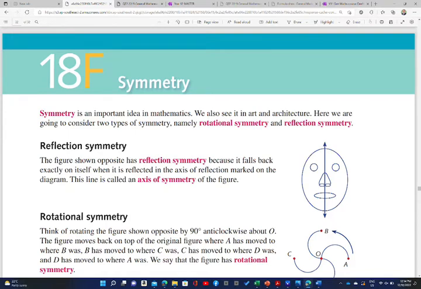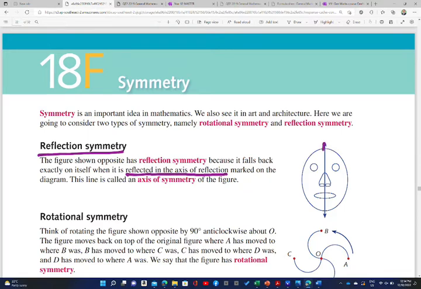The first one is what's called reflection symmetry. We talked about this a little bit because a reflection simply means a mirror image. So what you have is it's simply reflected in the axis of reflection. It's an exact opposite on the other side of the axis of reflection. So we've talked about those before.